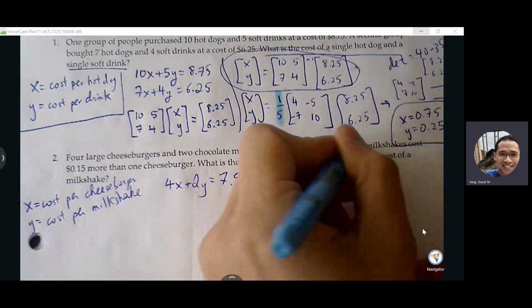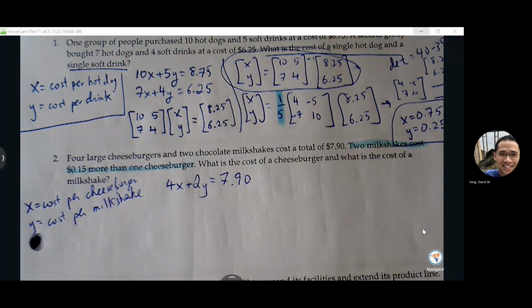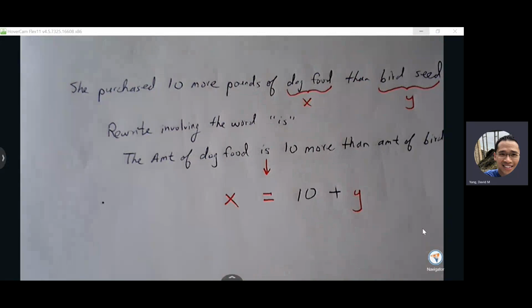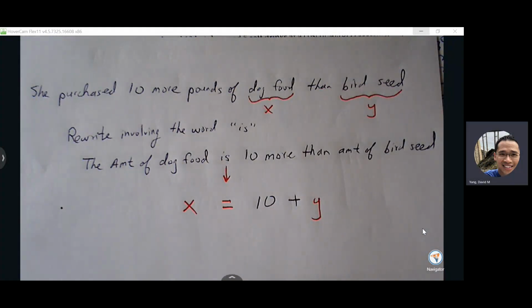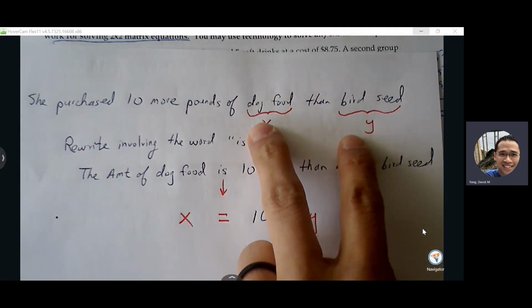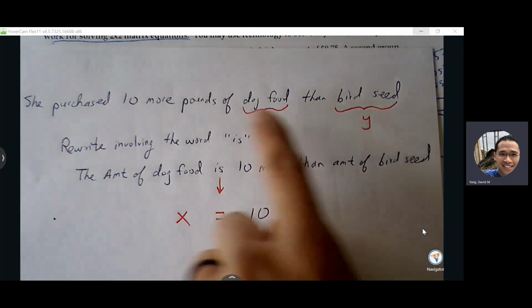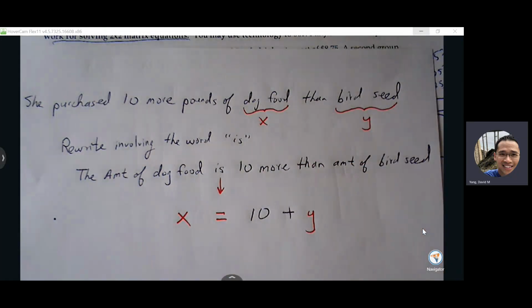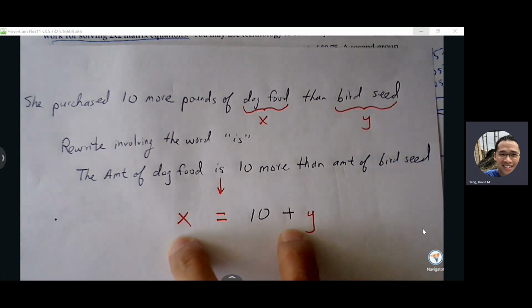What could be a little more challenging is the second sentence here. 2 milkshakes cost 15 cents more than a cheeseburger. What I shared with 4th period yesterday is that sometimes if you can reword one of these more challenging relationships using the word "is," that can help you see the relationship better. For instance, a problem from last Friday: she purchased 10 more pounds of dog food than birdseed. This is really saying the amount of dog food is 10 more than the amount of birdseed. So we want to put that 10 with the birdseed and not with the dog food, because to make an equivalent equation, we have to understand that there's less birdseed, so I need to add 10 to the birdseed in order to make the two sides equal.